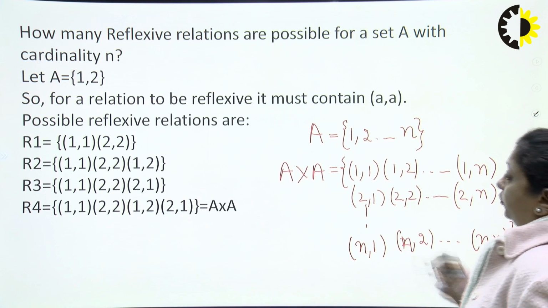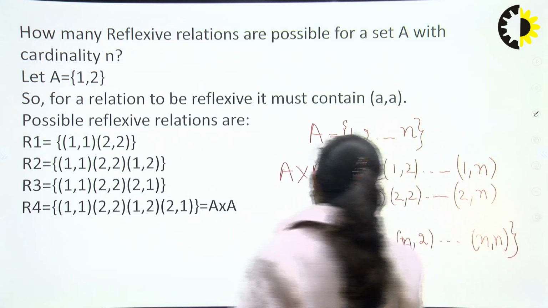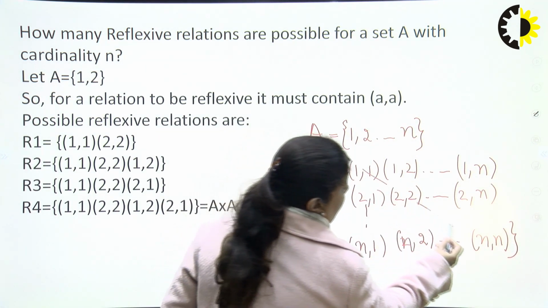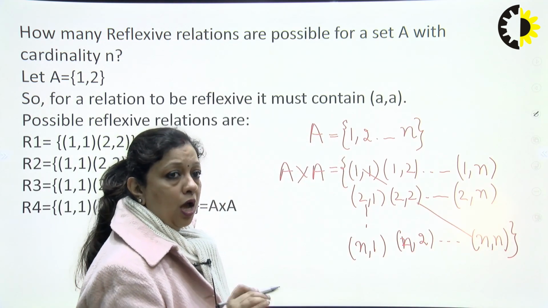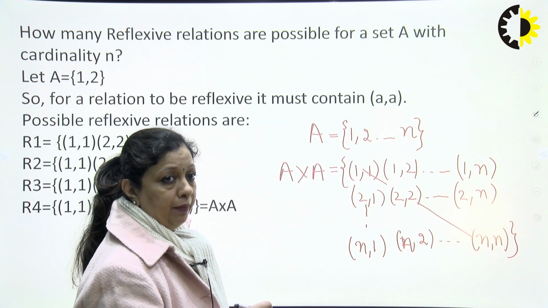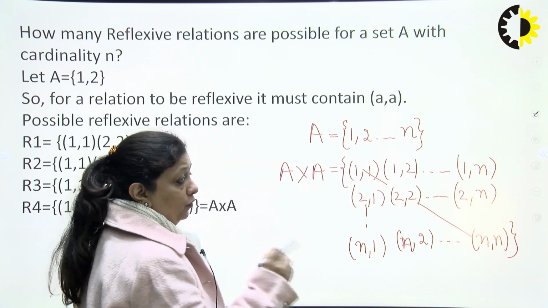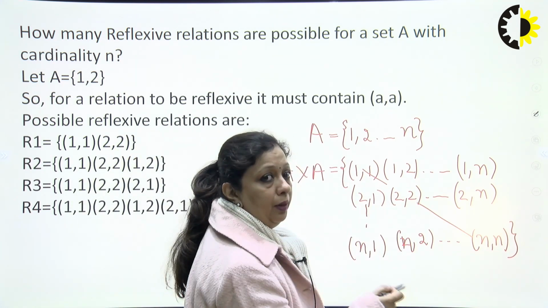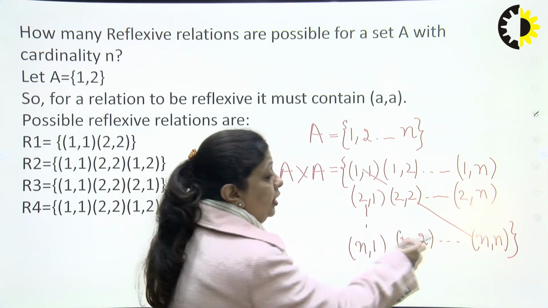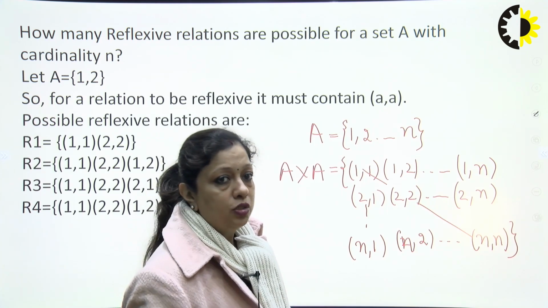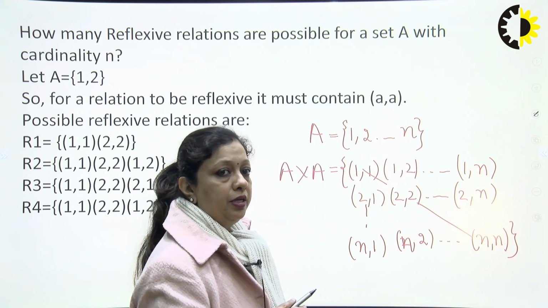Now, out of this entire set of elements, how many diagonal elements do I have? I have these n diagonal elements. And for these n diagonal elements, how many choices do I have to include them in my relation? I have only one choice. I have to include them in my relation in order to make my relation reflexive. So, for all these diagonal elements, I have a single choice, that is to include these elements in the relation.